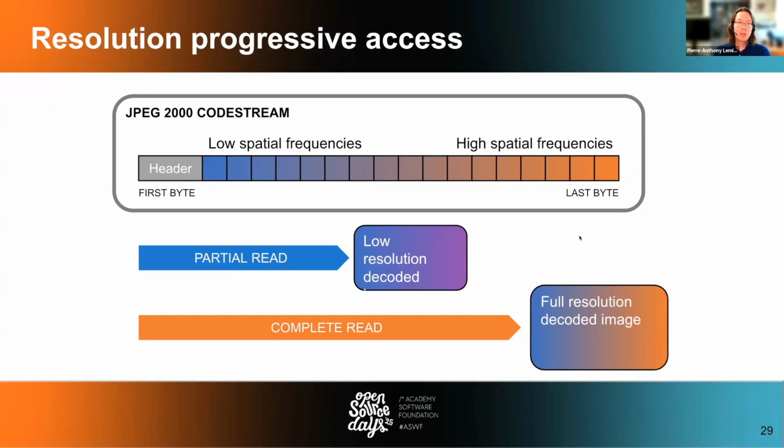So no need to pre-create lower resolutions of the image. I have this hierarchical structure of various versions of the image at various resolutions. That's built in the code stream itself. That's built in JPEG 2000 itself. And so an example of that, and this is the next slide if you want to go.